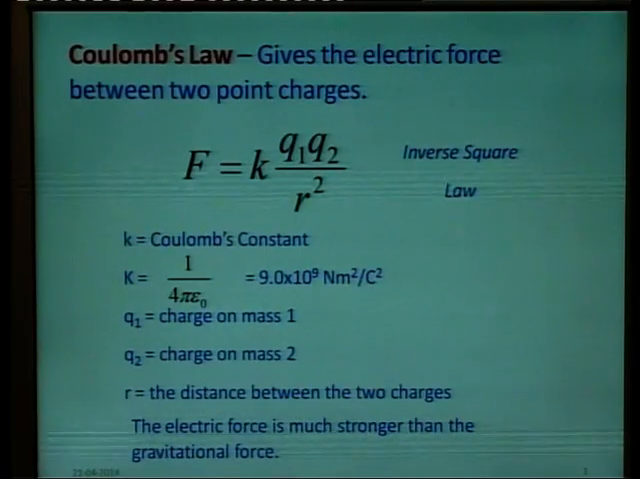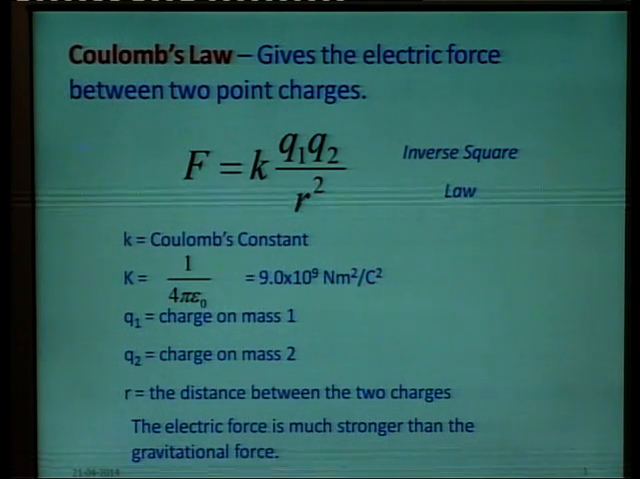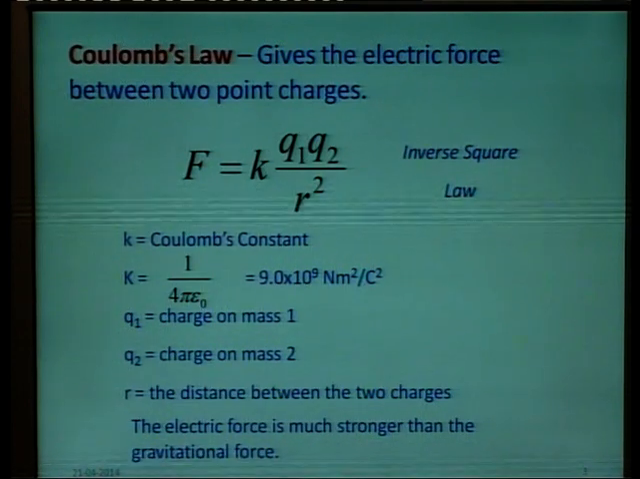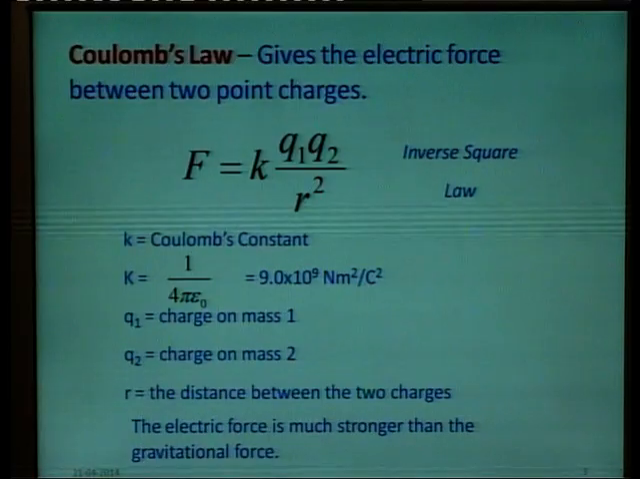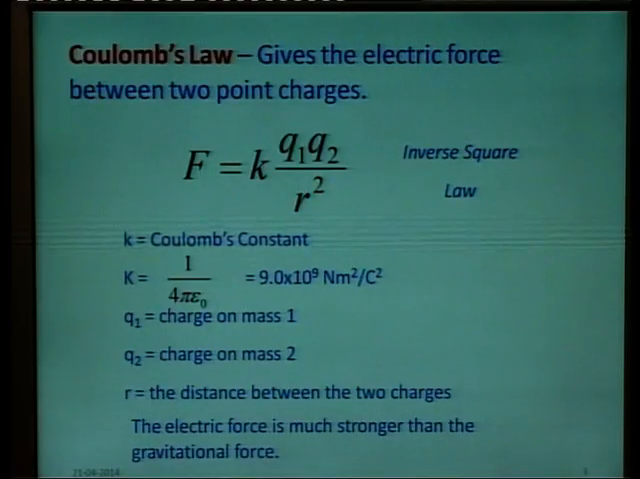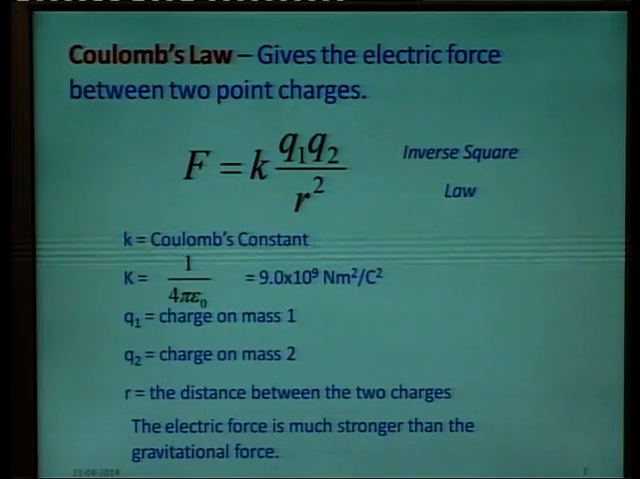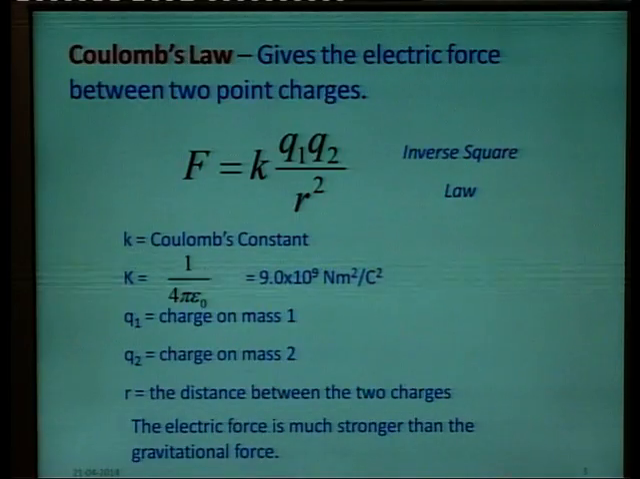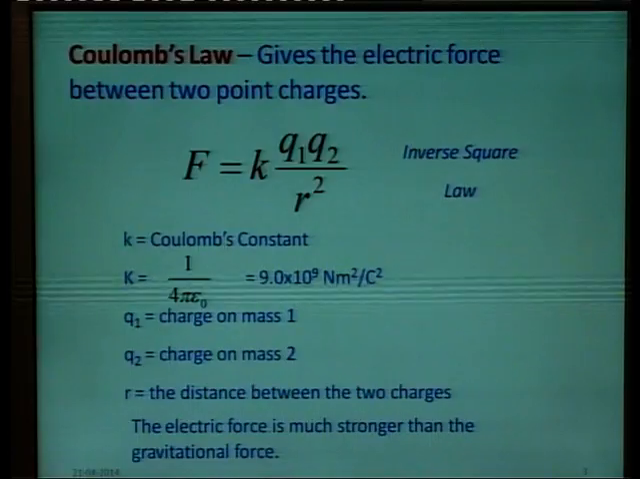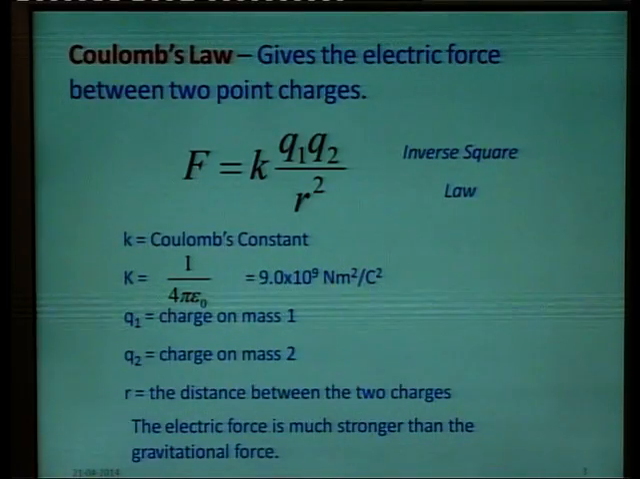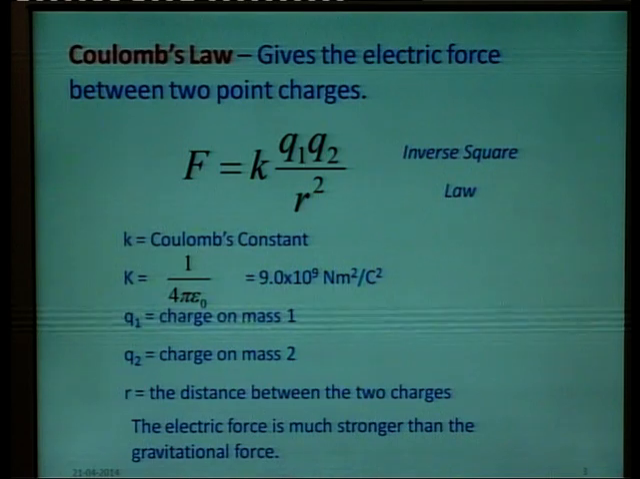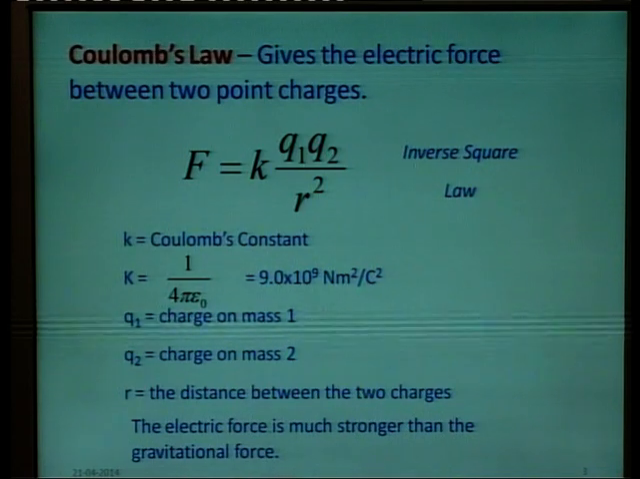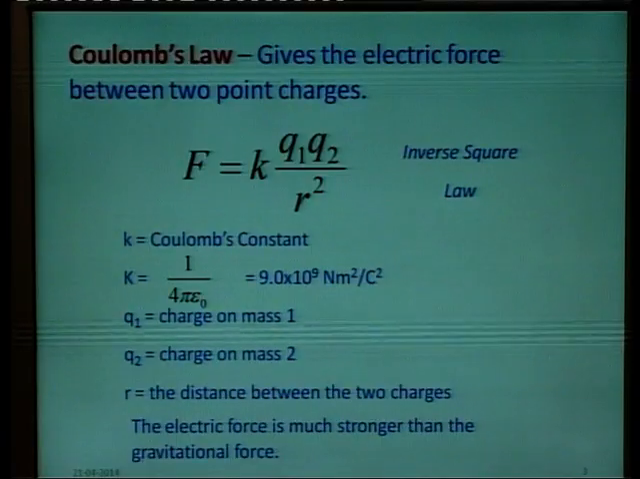First of all, let us revise what is Coulomb's law. You have studied that if there are 2 point charges, say Q1 and Q2, separated by a certain distance r apart, then the force between the two charges is directly proportional to the product of the charges and inversely proportional to the square of the distance between the 2 point charges. So, Coulomb's law gives you the electric force between any 2 point charges.